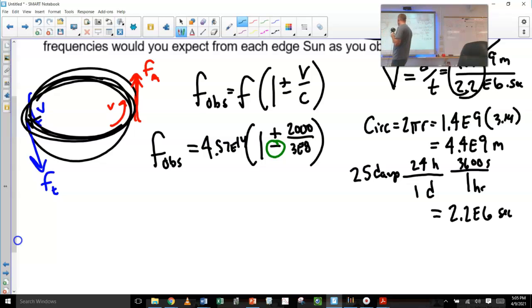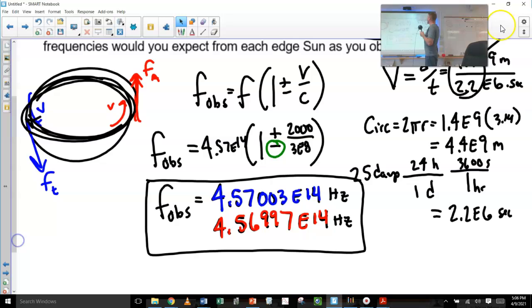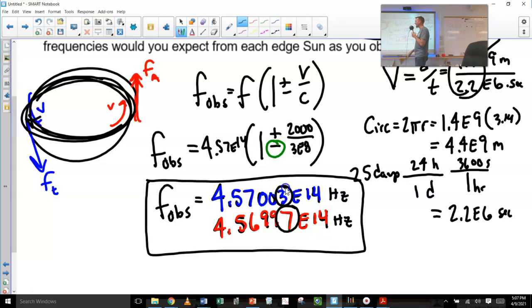So doing this, running these through my calculator, you get a really, really small change. It's 4.57003. So it went up a very small fraction, and then it went down that exact same small fraction as it was going towards and away from you.